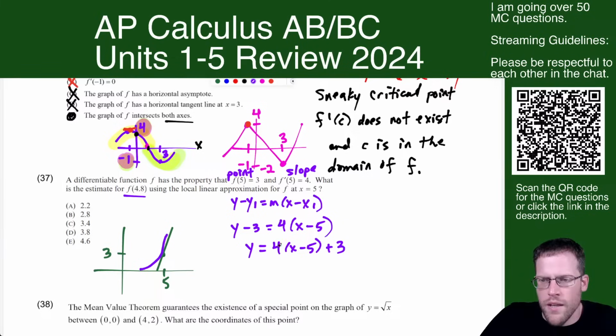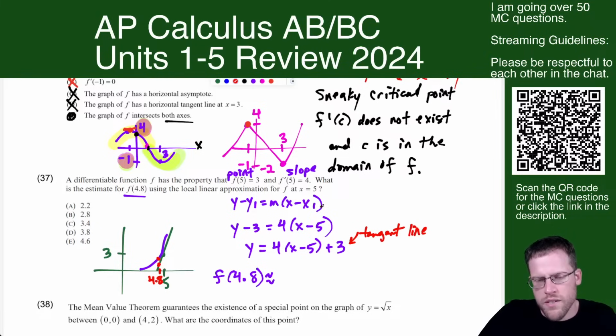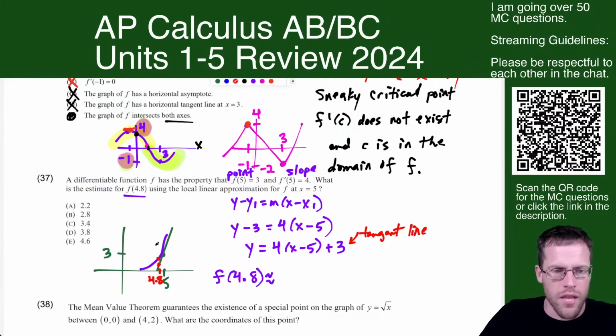Plus 3. And from here, if we want to approximate f of 4.8, let's say I want to know what's going on at 4.8. At 4.8, I don't know what's going on with the function, but I know what's going on with the line. So that's what we're doing: plugging it into this tangent line. It's going to be a decent approximation because 4.8 is close to 5. Tangent lines are only accurate when you're close to the point of tangency.